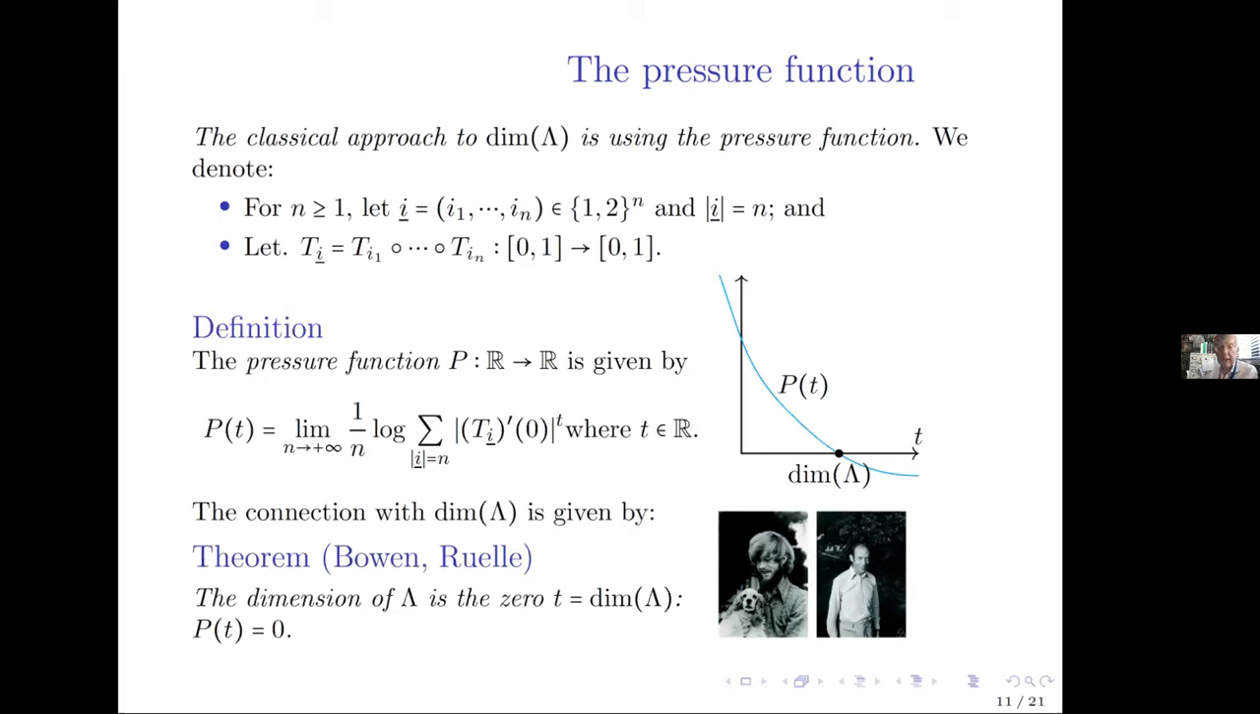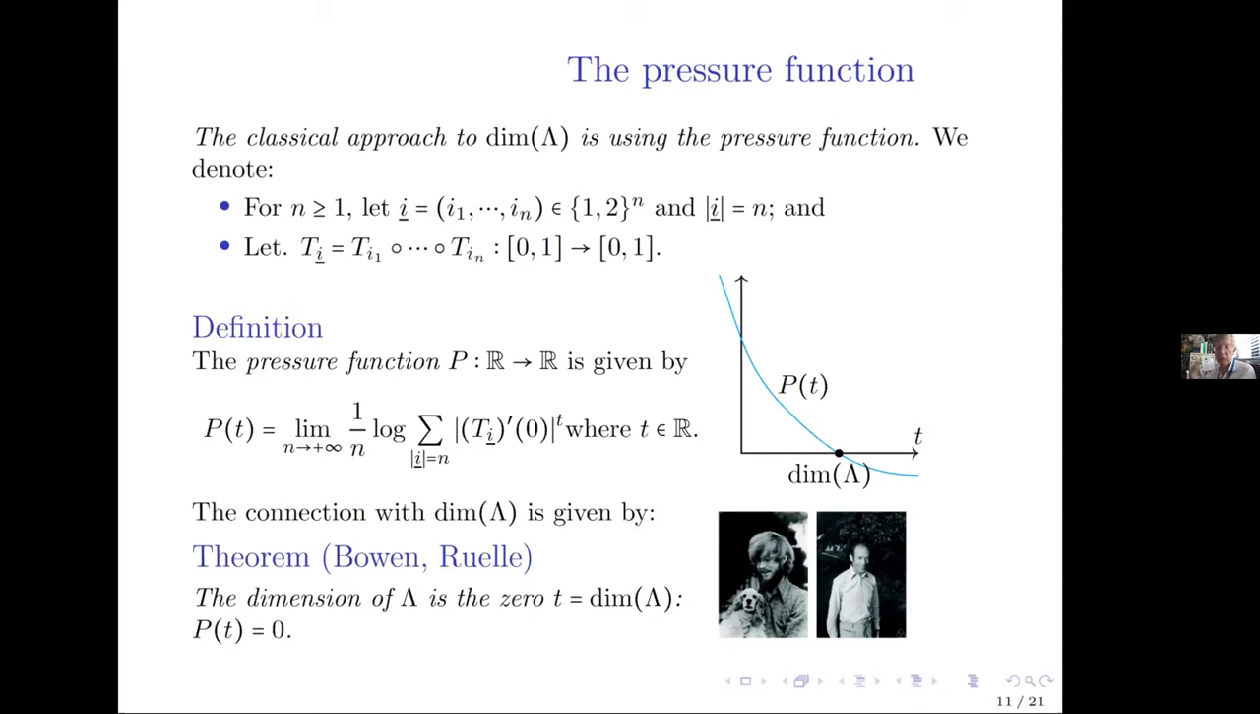And the fact that the dimension occurs here was a result which was proved by Bowen, in fact in a special case of quasi-circles to do with Kleinian groups, and then was generalized by Ruelle to the more general setting, including this, although in fact Ruelle's proof doesn't actually work, but you can fix it, and Zinsmeister has a nice account of the proof. Okay, so this is how it goes.